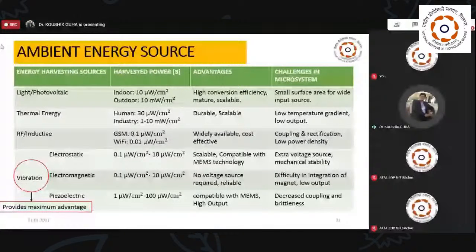Then piezoelectric is also there. The harvested power is in a range higher than the electromagnetic and electrostatic. It is very good, compatible with MEMS, high output, but one of the major challenges is decreased coupling and brittleness. So the vibration source actually provides maximum advantage if we compare with the other harvesting sources. So that's why people are very much interested in this technology and working on the vibration energy harvester.